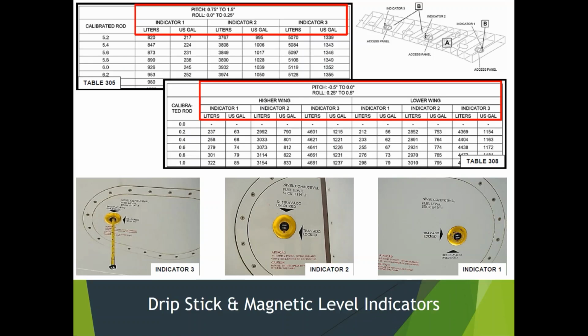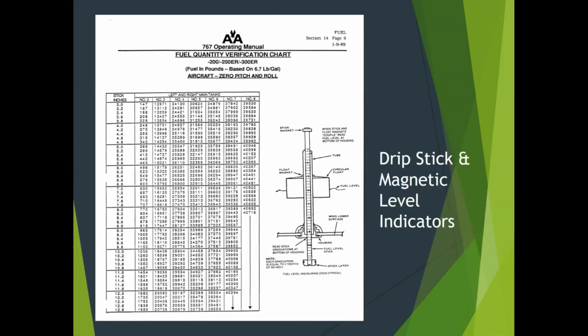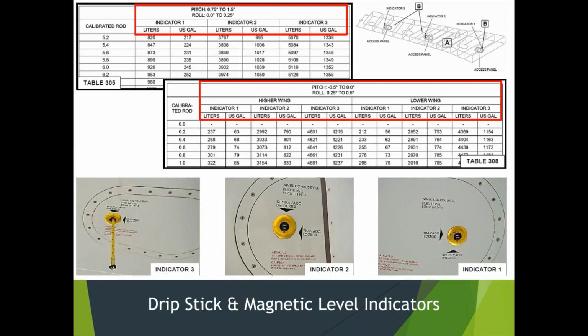Is volume what we want though? No. Here's another one, a bigger chart, an older chart. This is left and right main tank, stick inches. See, right here it says aircraft 0 pitch and roll, fuel in pounds based on 6.7 pounds per gallon. So this one gives you pounds based on the average weight. Some of them are written this way, and some of them are written in volume. If you have a volumetric one, what do you think you have to do?